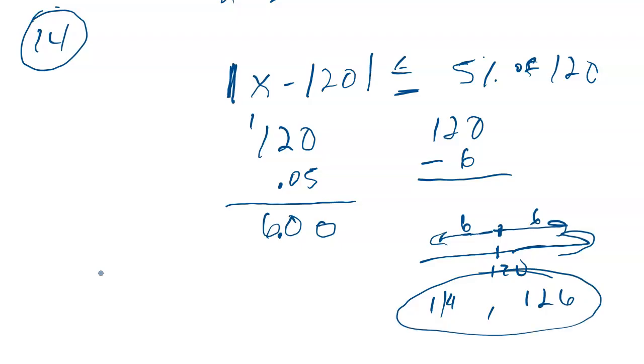But I guess they want you to do it as an absolute value and then write an equation. We want the tolerance to be within 6 units, and then solve it. But it wasn't very interesting.